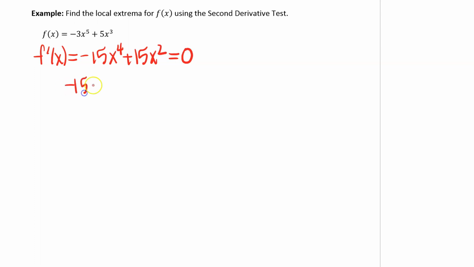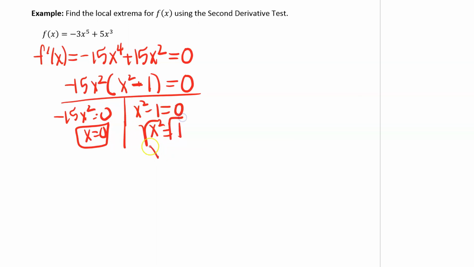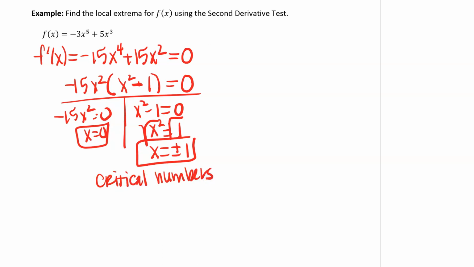So I'm going to factor out a negative 15x squared. That leaves me with x squared minus 1 equal to 0. And so that means negative 15x squared equal to 0 gives me x to be 0. X squared minus 1 to be 0 gives me x squared equal to 1, so x would be equal to plus or minus 1. So you still have to use your first derivative because these are your critical numbers, and we want to figure out what's going on with these critical numbers.